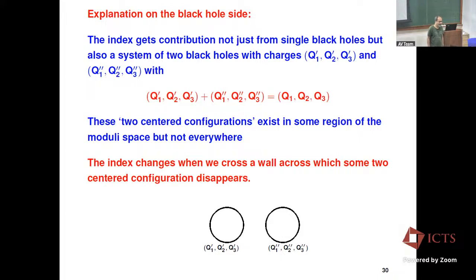The fact that on the wall of marginal stability the distance between the two goes to infinity follows from the solution to the differential equation, indeed. So this part can be studied purely from the black hole side. If you didn't know anything about the index, just from the black hole side, you can study on what subspace this two-centered configuration will become infinitely separated. And those are the walls of marginal stability.